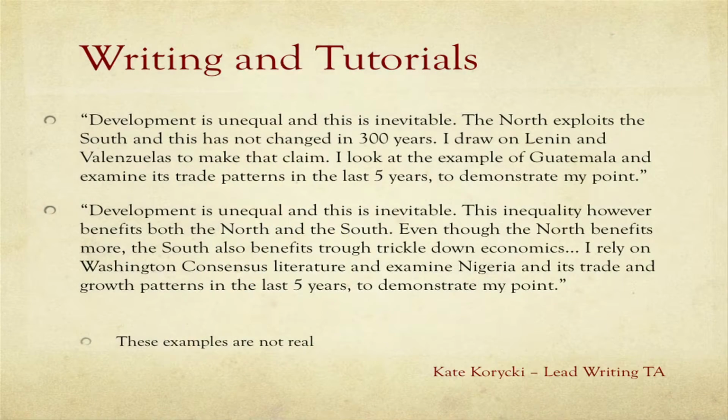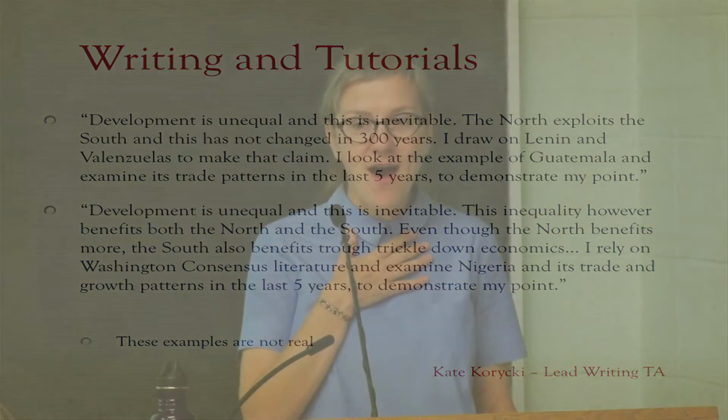So now let's look at the second one, and I'll ask you to do the same thing. This is a very similar statement that argues entirely different things, and you will see. Development is unequal, and this is inevitable. The inequality, however, benefits both North and the South. Even though the North benefits more, the South also benefits due to trickle-down economics. I rely on Washington consensus literature to examine Nigeria and its trade and growth patterns in the last 5 years to demonstrate my point. What is the why, because question here?